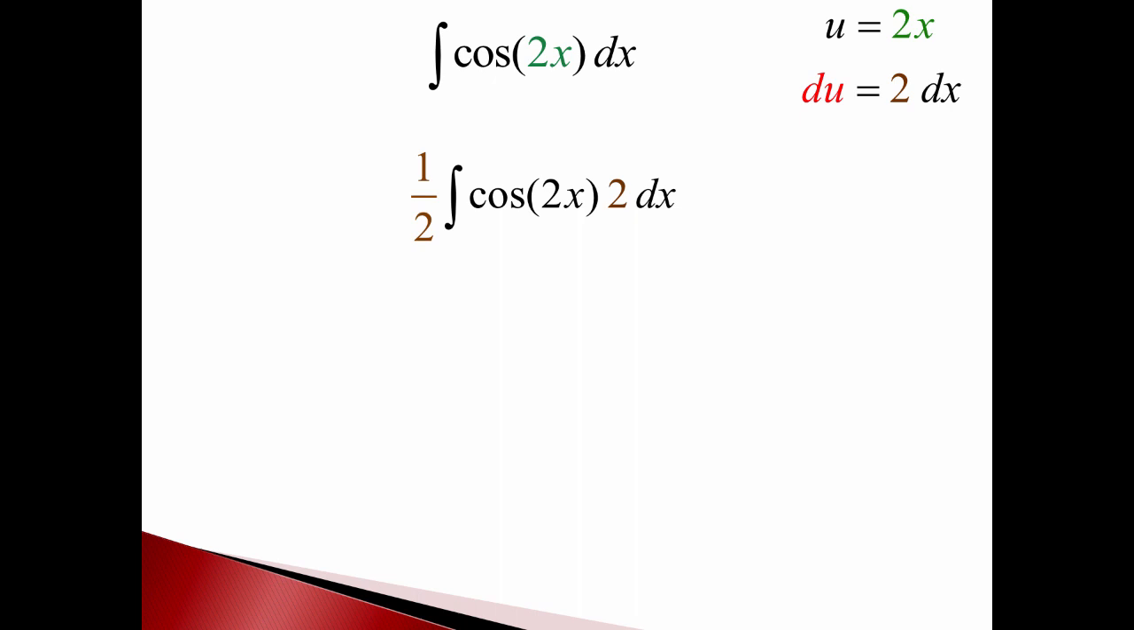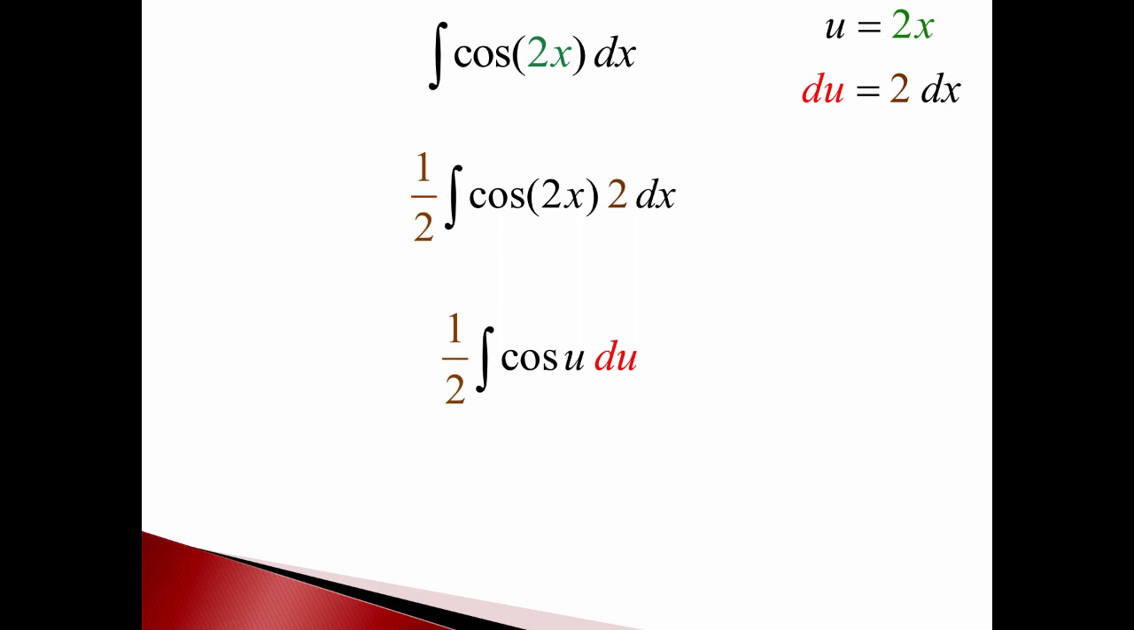So by putting a 2 on the inside and a half on the outside, they would cancel each other and get me back to what I started with. So I haven't changed the problem. I want to leave the 2 with the dx, turn the 2 dx into a du, then take the 2x inside the cosine and turn that into a u. So I end up with a 1/2 on the outside, then the integral of cosine of u du.